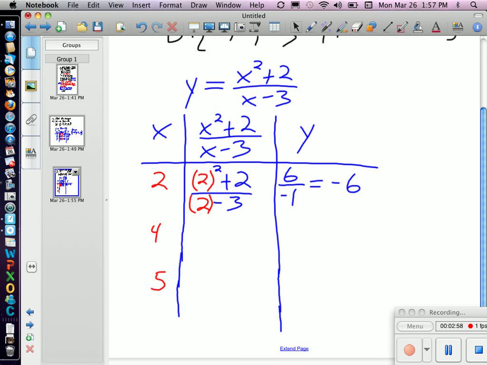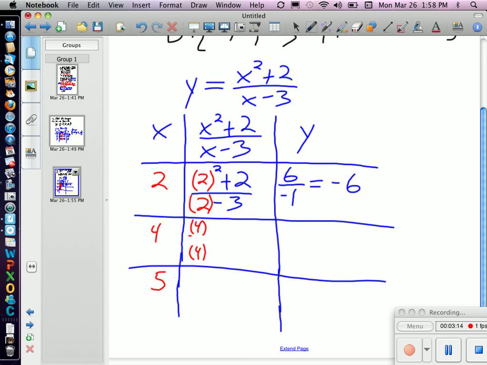Now let's plug in 4. So I'm going to actually just make it more obvious here. Okay. So let's plug in 4. So we're going to have 4 squared, and we're also going to have a 4 down here. So that is squared plus 2, and that is minus 3. And again, we can try that mentally. So 4 squared would be 16 plus 2, so we have 18 on top. And then we have a 1 on the bottom, so 18.